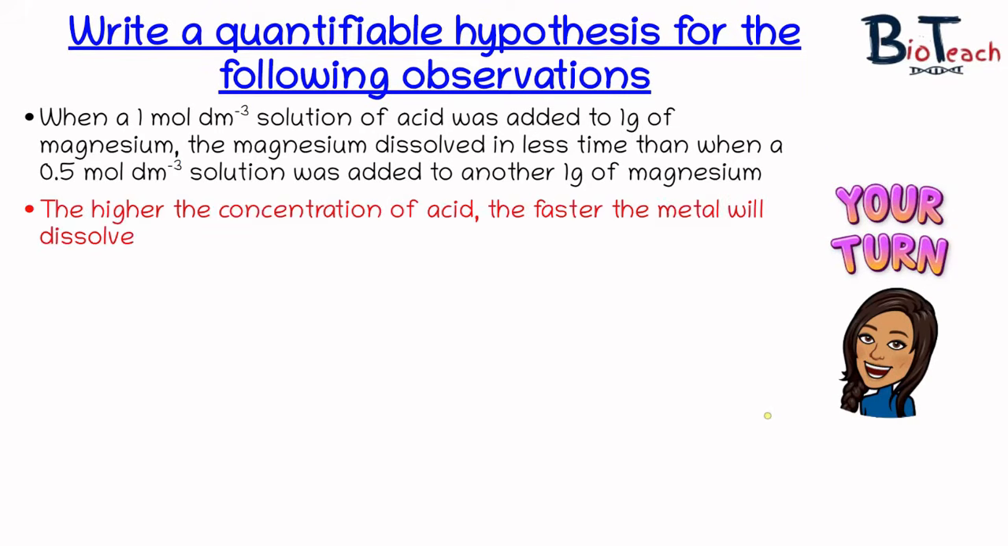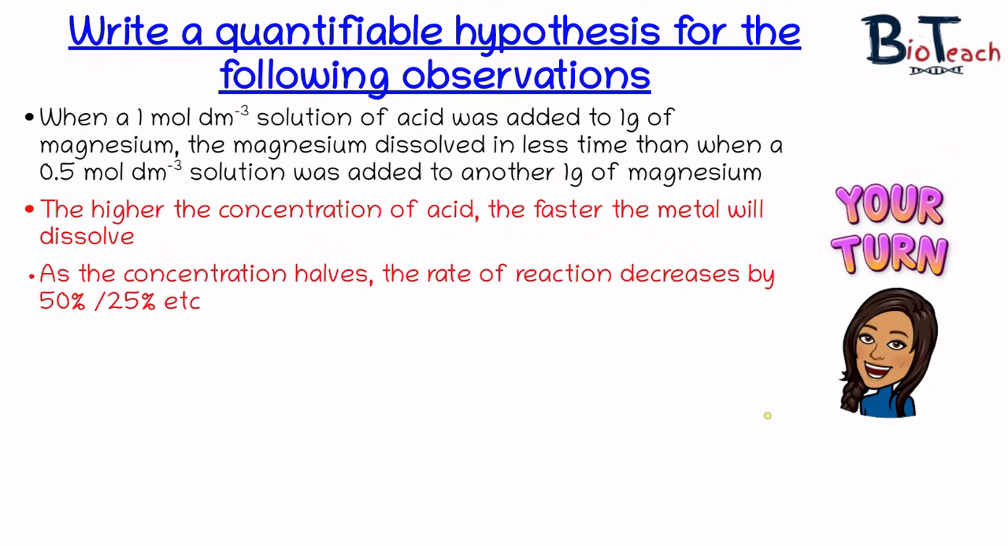hypothesis. So the first one here says the higher the concentration of acid, the faster the metal will dissolve. This might be something that you've written down, but unfortunately it's not a quantifiable hypothesis. This is still a simple hypothesis, the relationship between the concentration of acid and the metal. You can argue that the word faster there gives you some form of idea of the rate. It's probably better to say that as the concentration halves, the rate of reaction decreases by 50% or 25% or something along those lines. That makes it more quantifiable.